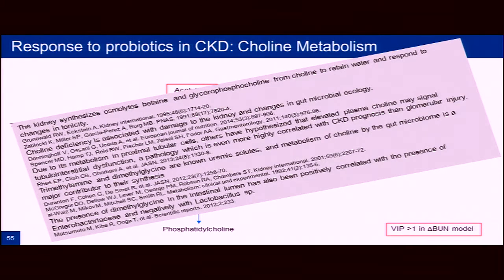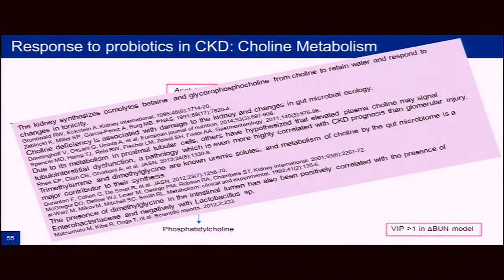Due to its metabolism in the proximal tubular cells, some have hypothesized that elevated plasma choline may reflect tubulo-interstitial dysfunction, which is, as you know, a pathology that is even more highly correlated with CKD prognosis than glomerular injury.